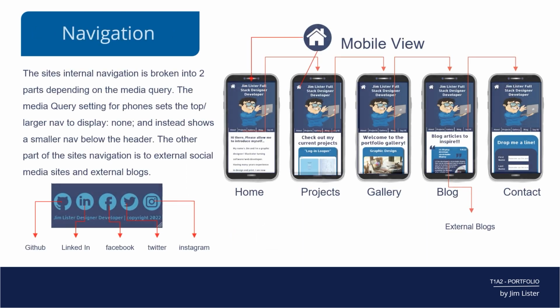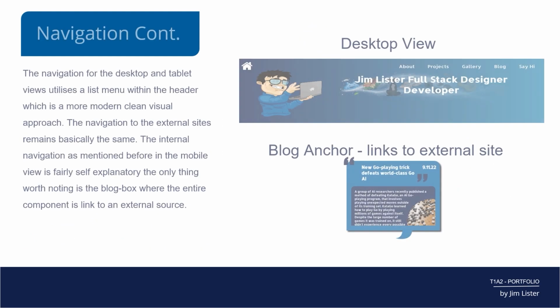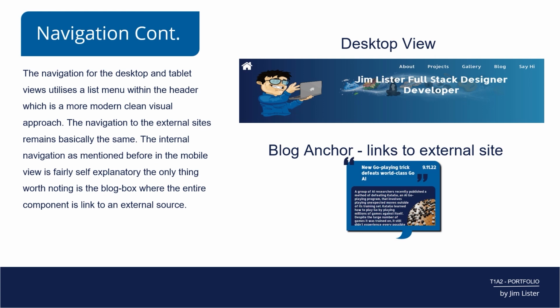Navigation. The site's internal navigation is broken into two parts depending on the media query. The media query setting for phones sets the top larger nav to display none and instead shows a smaller nav below the header. The other part of the site's navigation is to external social media sites and external blogs. The navigation for the desktop and tablet views utilizes a list menu within the header, which is a more modern, clean visual approach.